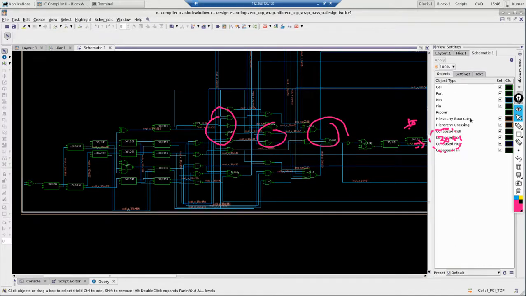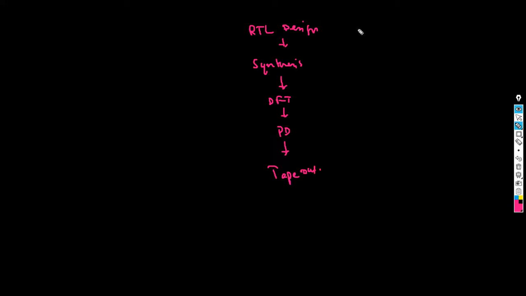Now, if you remember the ASIC flow that I covered in the intro class, what did we cover? The first thing is RTL design, then synthesis, then your DFT comes into the picture, then your PD, and finally your tape out. RTL design is more of a programming style, like how you write C or C plus plus. RTL design is written in the form of HDL. People use either Verilog or SystemVerilog, SV.